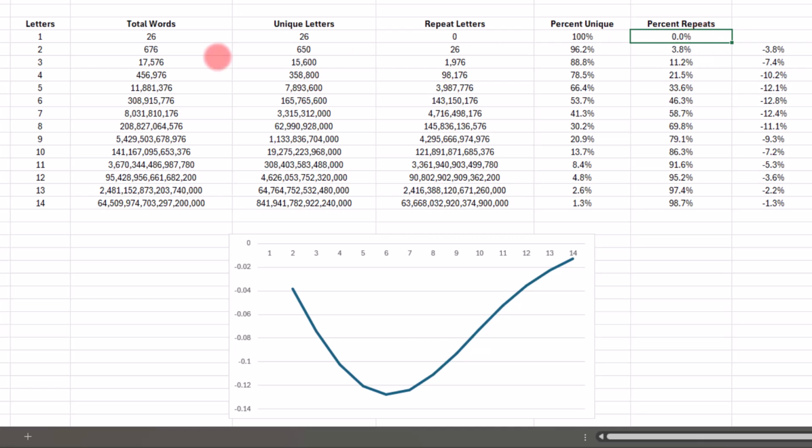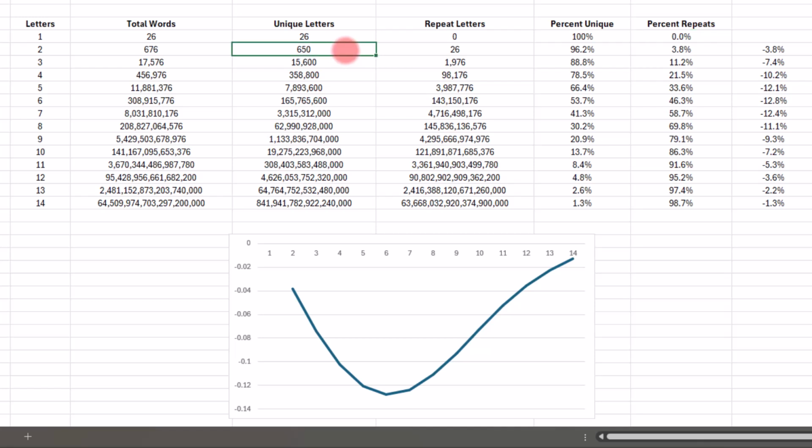But watch what happens when we go to 2-letter words. Now there's 676 possibilities. That's just going to take 26 times 26. There's 26 letters in the alphabet. We have 26 ways to choose the first letter, and then we have 26 ways to choose the second. And because they're independent, we would multiply those together. But how many of those are unique?